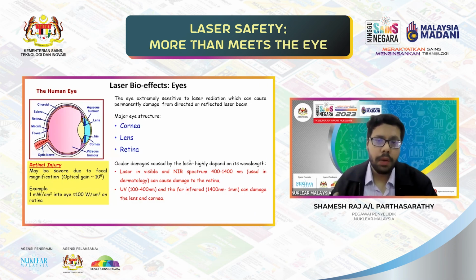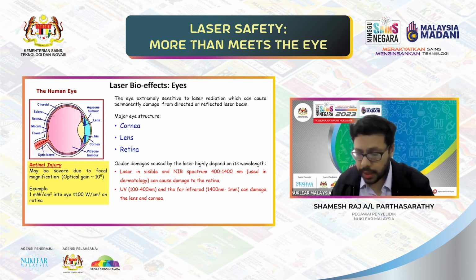So moving on, we'll be going more into the laser bio effects. All right. When you're dealing with lasers, the two parts of human anatomy which are susceptible or prone to injury from laser beams are the eye and the skin. Generally, the eyes are extremely sensitive to laser radiation, which could cause permanent damage from either a direct or reflected laser beam. The three major eye structures are the cornea, lens, and retina.